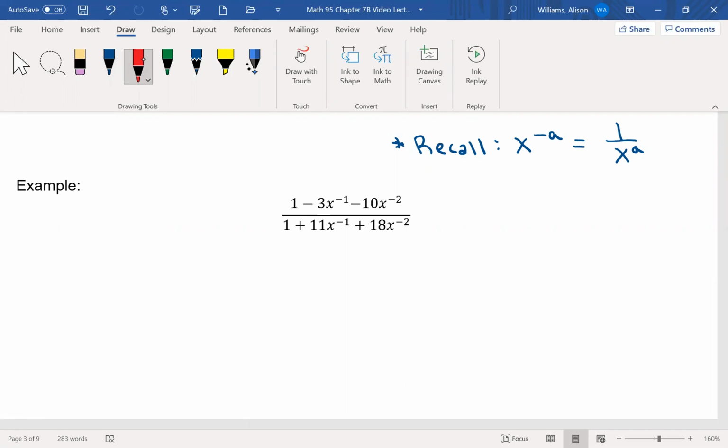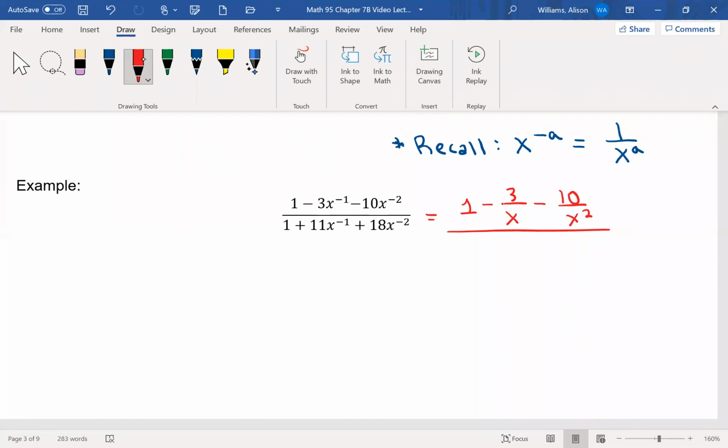What I'm going to do is rewrite this so that it's all written as fractions. So I'm going to rewrite this as 1 minus, okay, the exponent of negative 1 is on the x only. So 3 is going to stay, and x to the 1 is going to go into the denominator. Next one, the negative exponent is just on the x. So the 10 is going to stay, and that's going to become x squared in the denominator, right? It becomes a positive once we bring it into the denominator.